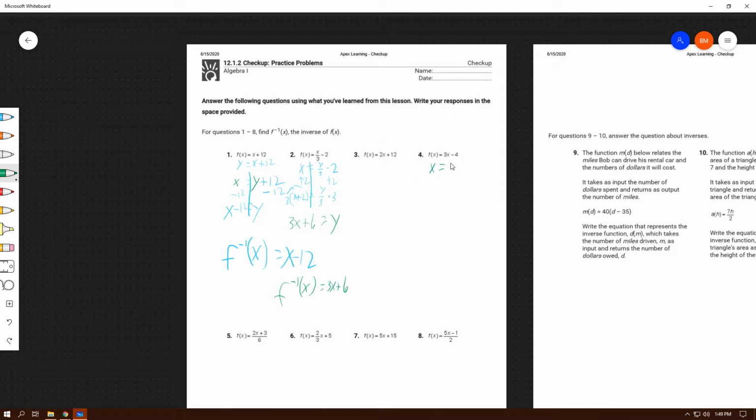X equals 3y minus 4. Add 4. Add 4. X plus 4 equals 3y. Divide both sides by 3. Alright, I got y by itself. Now I can just do function notation.